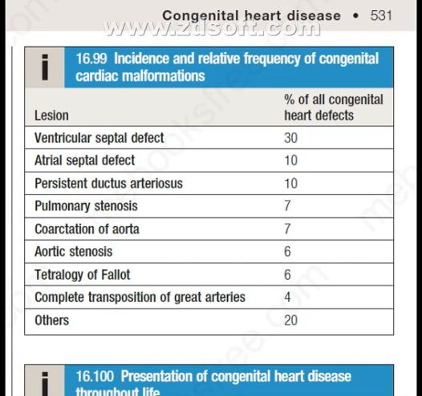Pulmonary stenosis, frequency 7%. Coarctation of aorta 7%. Aortic stenosis 6%. Tetralogy of Fallot 6%. Complete transposition of great arteries 4%. And other congenital heart diseases make up 20%.